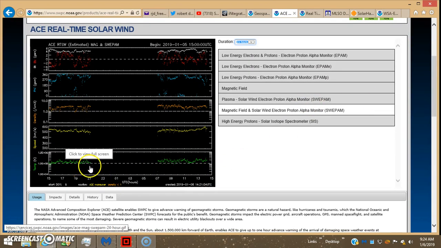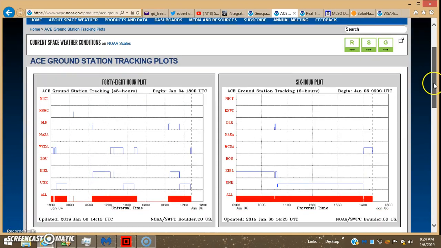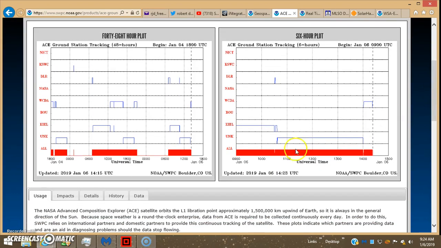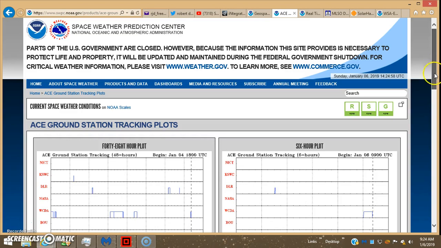Now here's ACE for the last 24 hours. Look at this gap. The gap's up to 10 hours now, from 2100 UTC yesterday on the 5th, up to 0700 UTC here on the 6th. So I pulled up the ground tracking station plots. Here's the last 48 hours on H. I showed you before it was about an 8 hour gap. Now it's grown to 10. It's bigger. That's the biggest I've seen it.